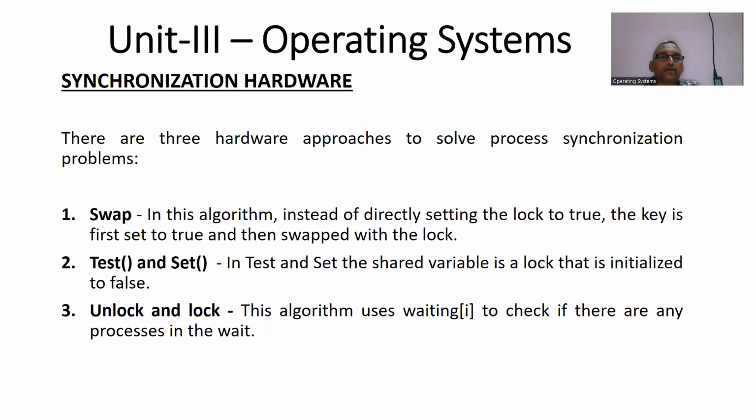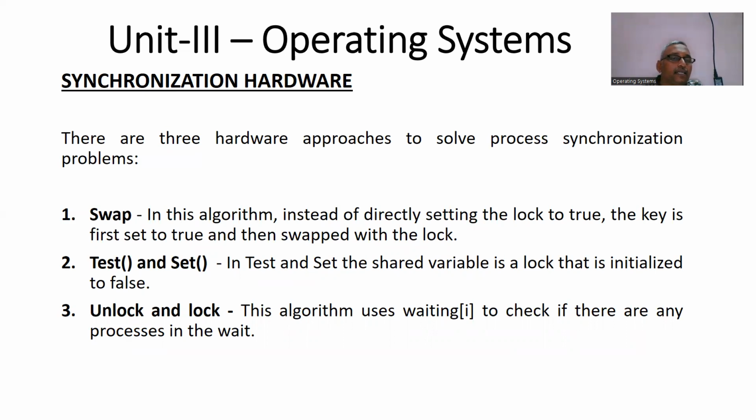Next one, synchronization hardware. Process synchronization refers to coordinating the execution of processes so that no two processes can access the same shared data and resources. A problem occurs when two processes running simultaneously share the same data or variable. There are three hardware approaches to solve process synchronization problems: test and set, swap, and lock and unlock.